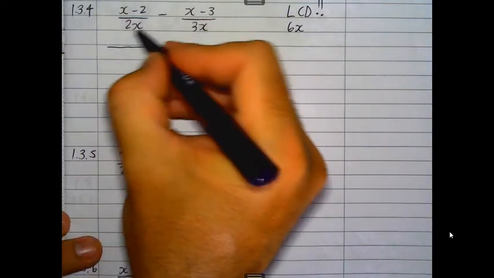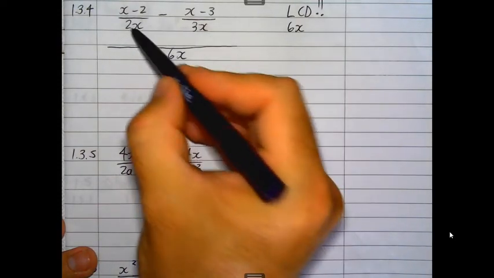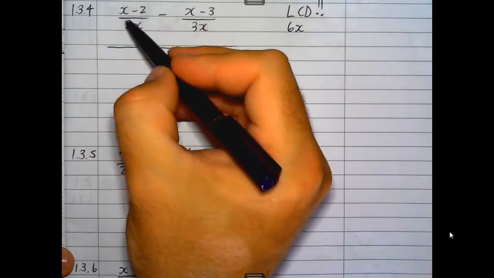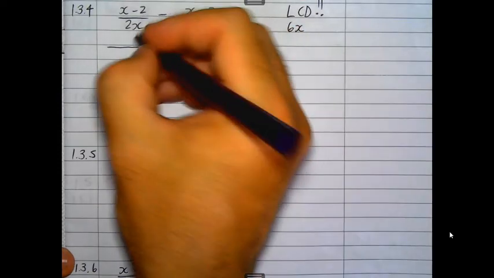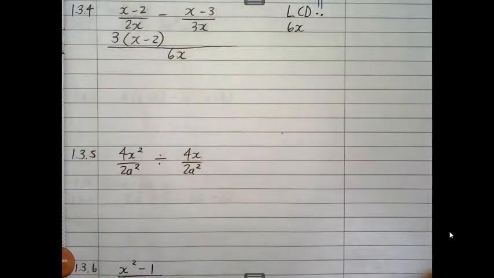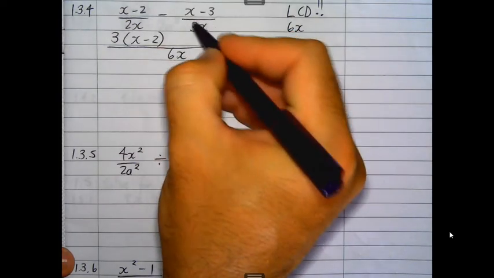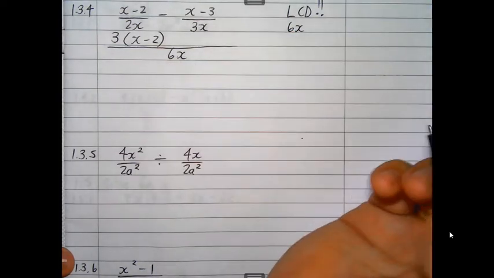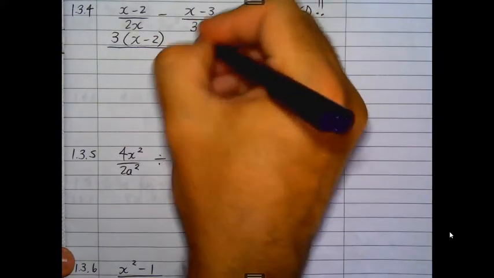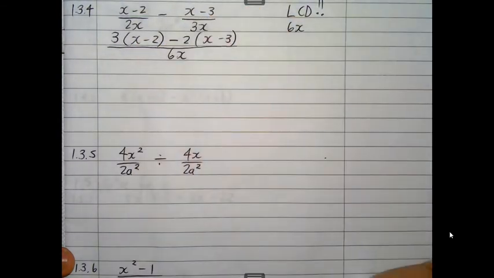So this denominator was 2x and we've now changed it to 6x. So how did it change? We multiplied it by 3. So if the denominator gets multiplied by 3, the numerator, which is x minus 2, must get multiplied by 3. In the same way, this denominator was 3x. What did we do to it to get to 6x? We multiplied it by 2. So in the same way, the numerator, which is currently x minus 3, must be times by 2. And that minus sign follows us.